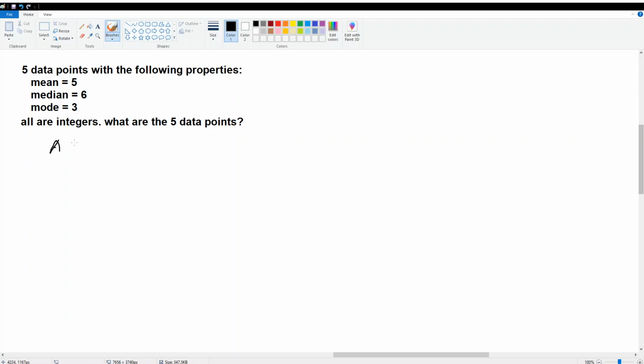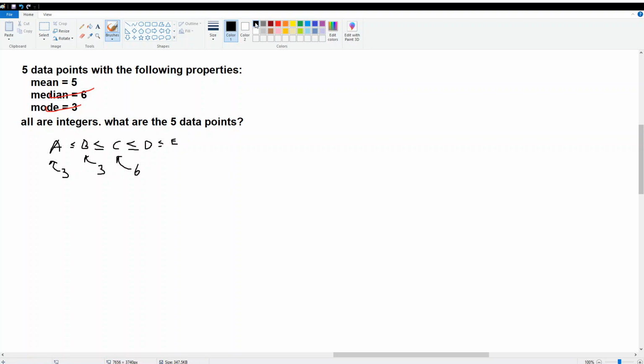We have A is less than or equal to B, less than or equal to C, less than or equal to D, less than or equal to E. Let's start with the median. The median is 6. Okay, and we have a mode of 3. Last I checked, 3 was less than or equal to 6. So that means A and B also have to be 3.